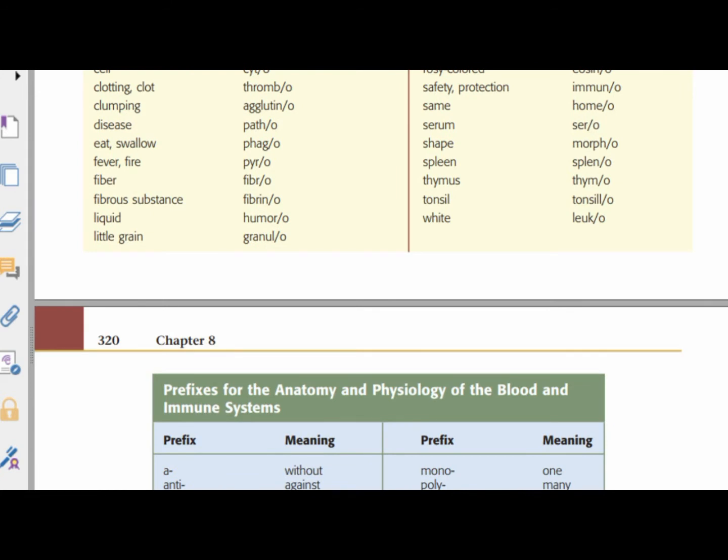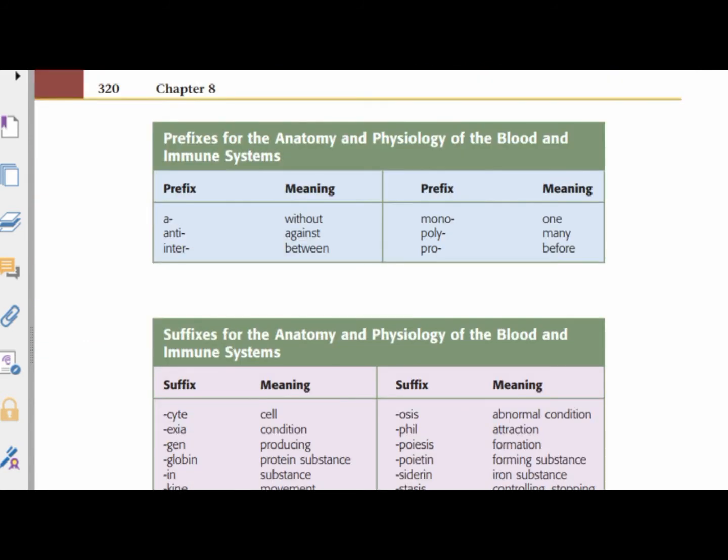And then you have your prefixes. Without, anti means against, inter means between, mono means one, poly means many. So we have also suffixes. Okay, so these are the suffixes. When you say erythropoiesis, that is erythro, red.